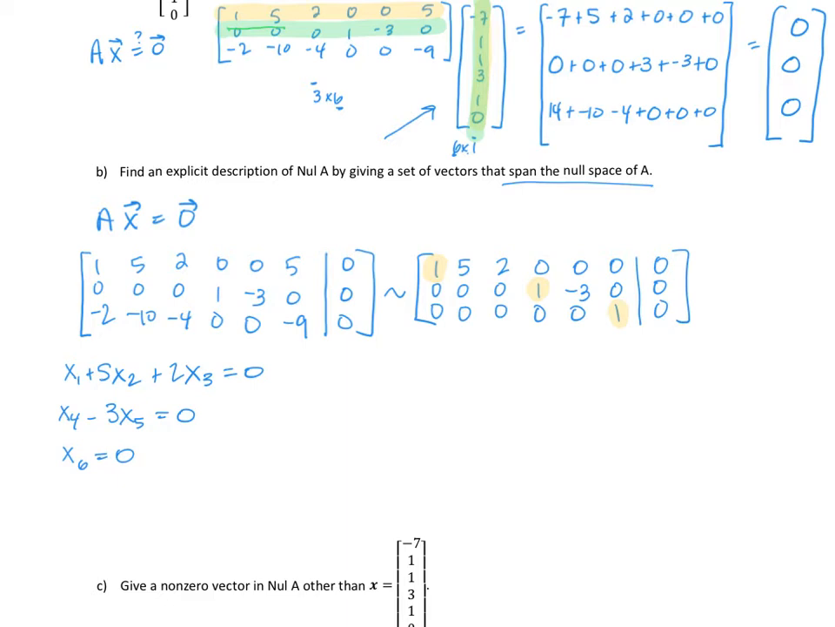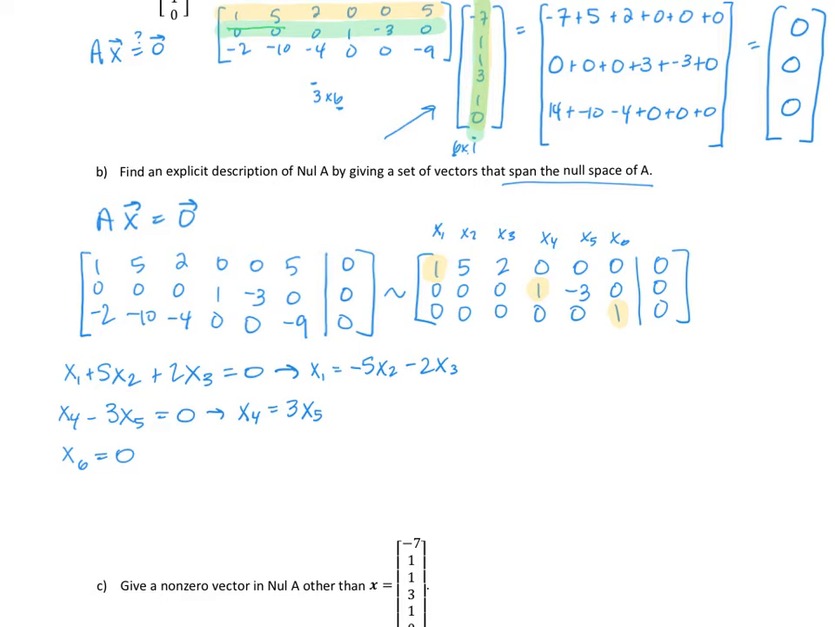So I'm going to solve each equation for the pivot. This is my x1 row, x2, x3, x4, x5, x6. So x1, x4, and x6 are pivots. So solve for the pivots. So I get x1 is negative 5x2 minus 2x3. And x4 is a pivot, so I solve for it, and I get 3x5. And then x6 equals 0, already solved.